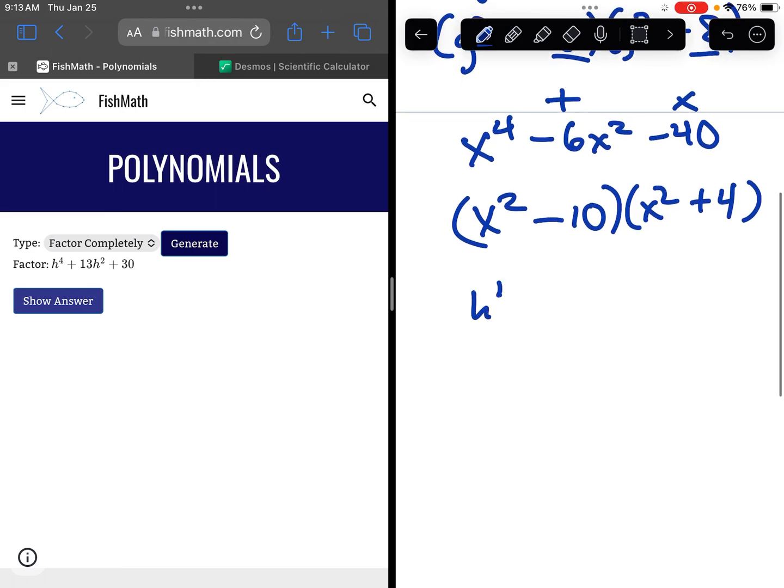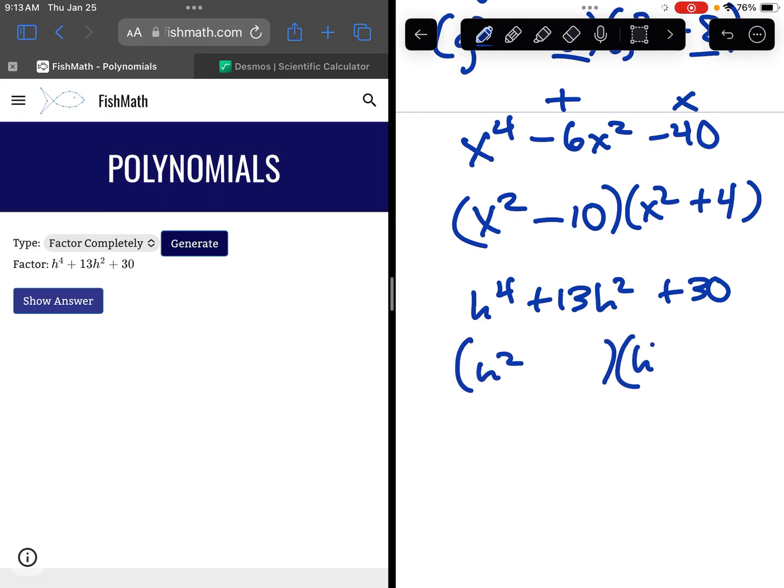Let's try this one. This would be h to the fourth plus 13h squared plus 30. So it's going to be h squared in each part, multiplying to 30, adding to 13. That one's pretty simple. That's just 3 and 10. And then again, there's no difference of perfect squares, so that one's also done.